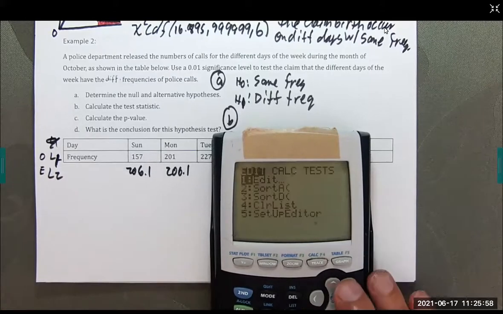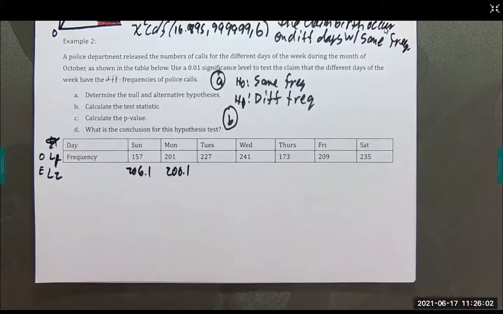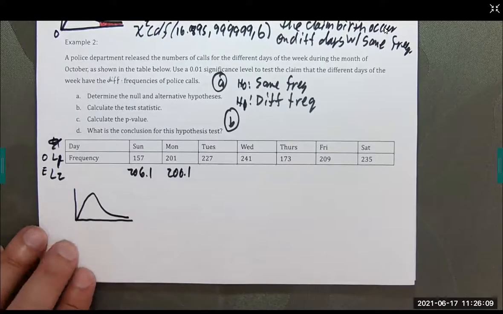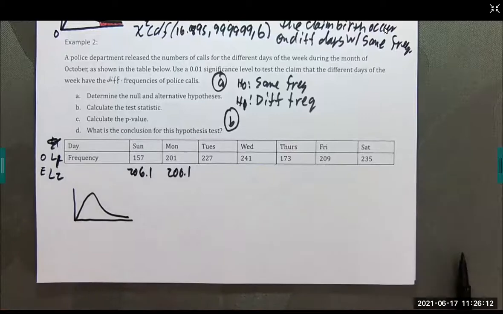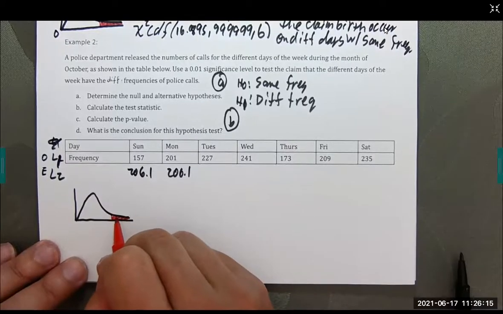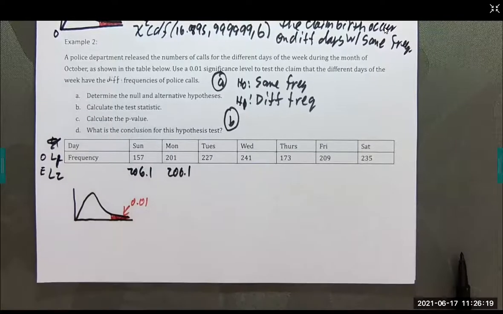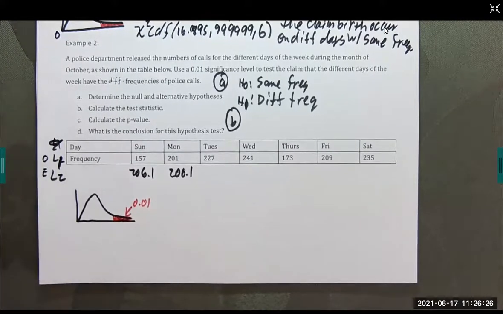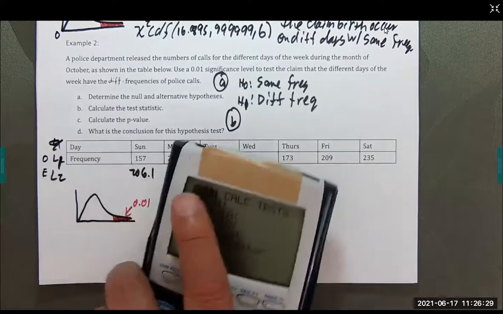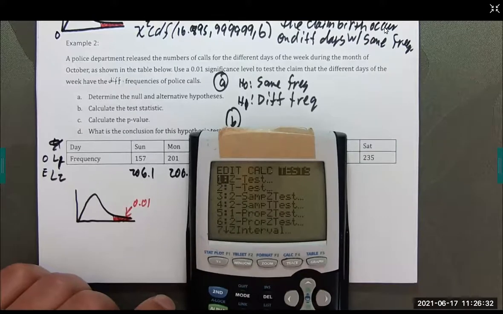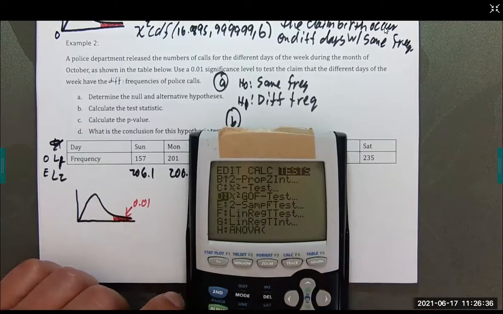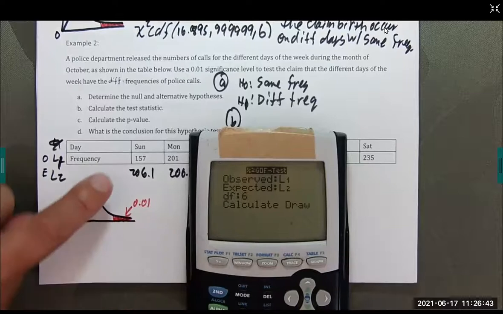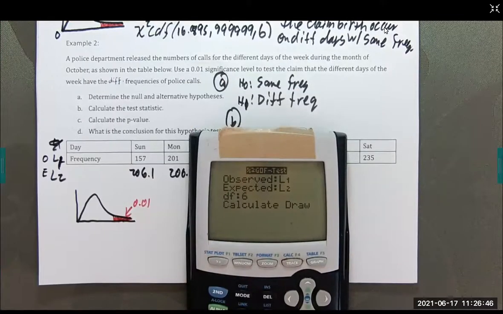So let's run the test again. And let's also draw it out a little. And this was 0.01 again. We could figure out what that is as far as a critical value, but I'm just going to go by the p-value in this case once we do it. So let's get a test statistic and the p-value. We're going to go to tests, goodness of fit, if you have it. And I'm in list 1 and list 2. Degrees of freedom 6 again. Again, these are 7 days in a week. And calculate.